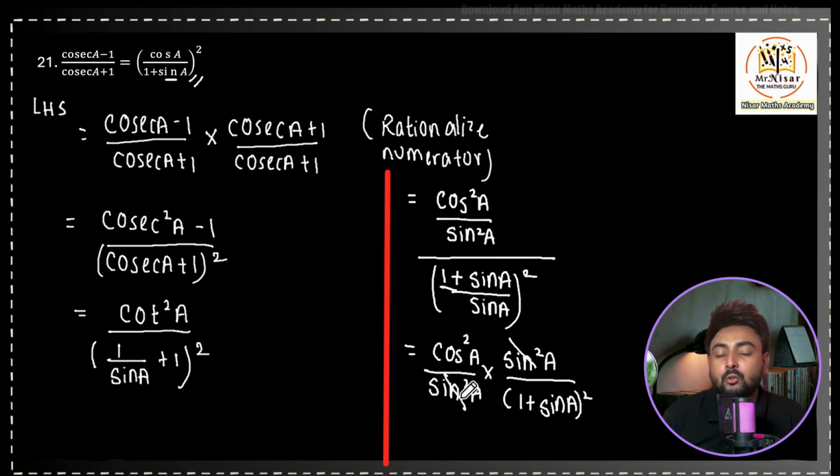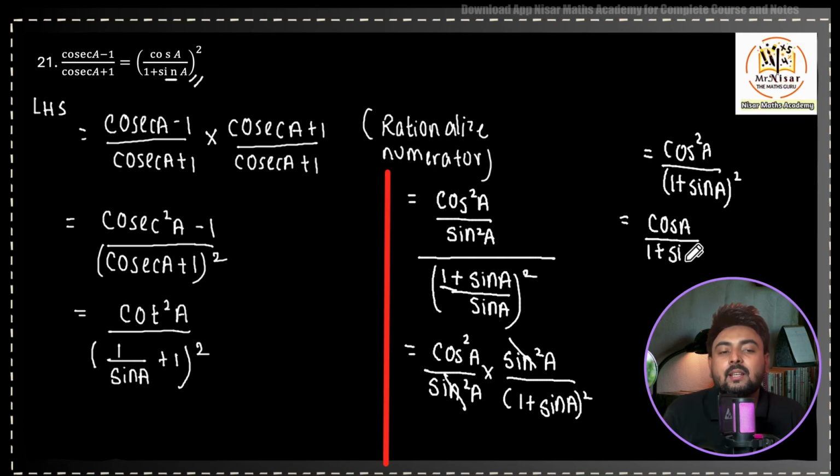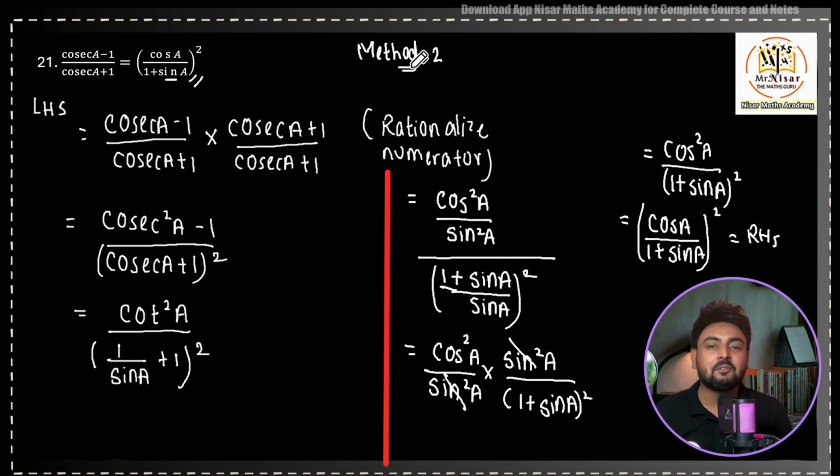What will happen? Sine square A in the numerator and denominator will both get cancelled, and I'll get here cos square A upon 1 plus sine A whole square. And if I combine it together, I'll get cos A upon 1 plus sine A whole square, which is equal to RHS. So this is your method 2 for the same question. So whichever you like and whichever you find easy and convenient, you use that one. I hope it's quite clear to you. Let's go ahead to the next question.